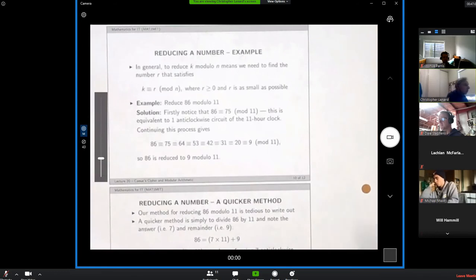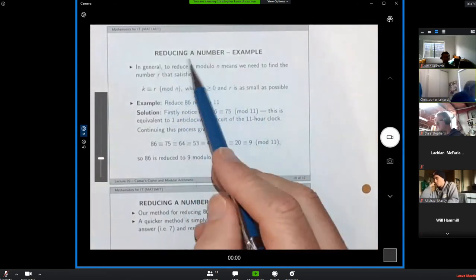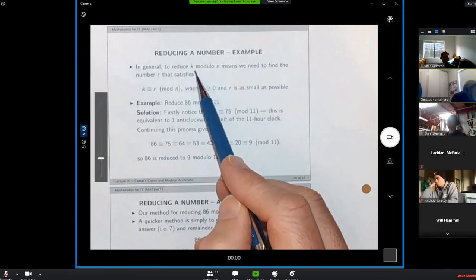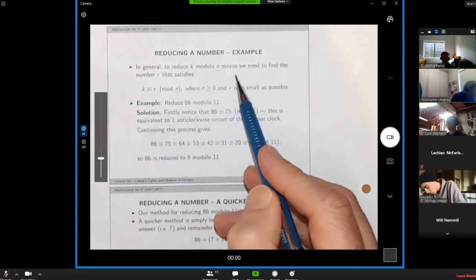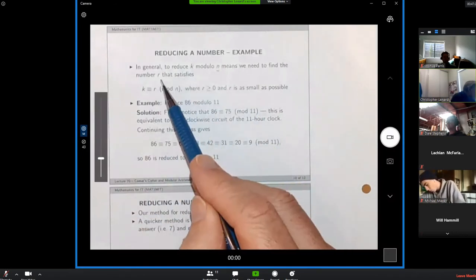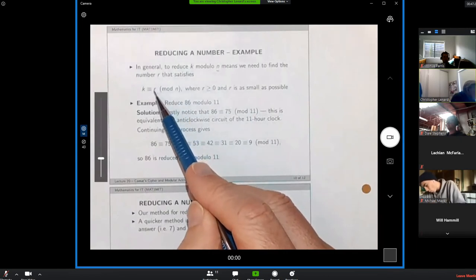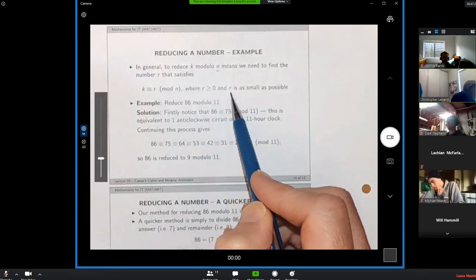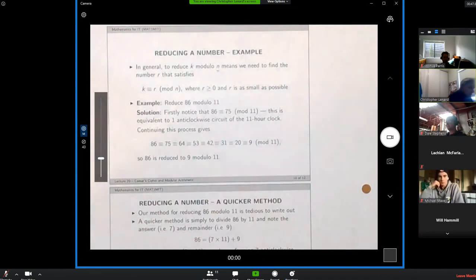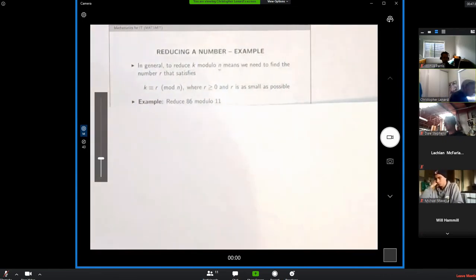So here's another example. If you want to reduce a number modulo another number, remember that's the size of the clock face, we want to find the number r, think of the remainder, where r could be 0 or above, and r is as small as possible. So let's see if you can do that without looking at the whole thing. If I ask you to reduce 86 modulo 11 without doing the clock face thing, what would you do? I'll give you maybe a minute or so to think about that one.